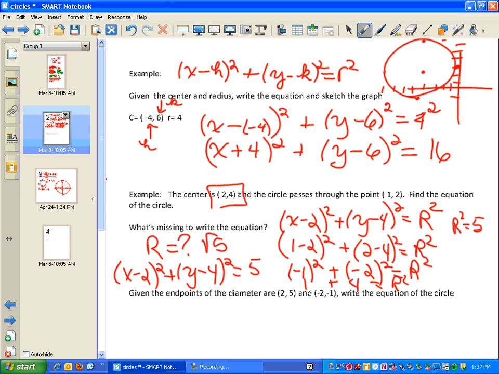So to find the radius, if r squared is 5, then r is the square root of 5. Like if I gave you 16 as my r squared, what was r? All right.